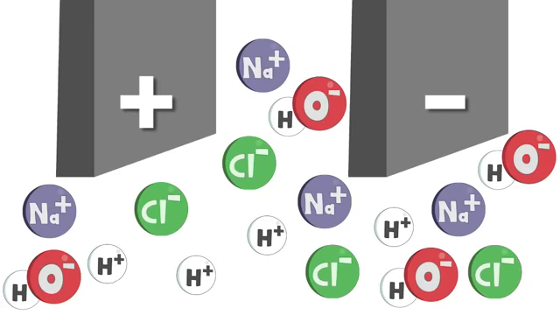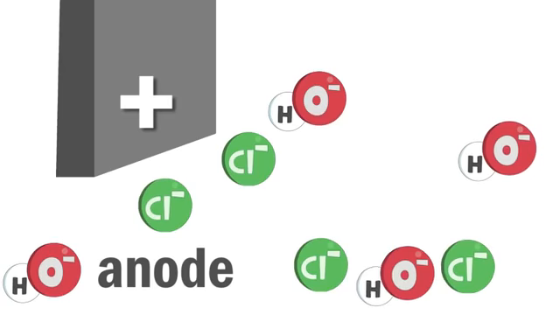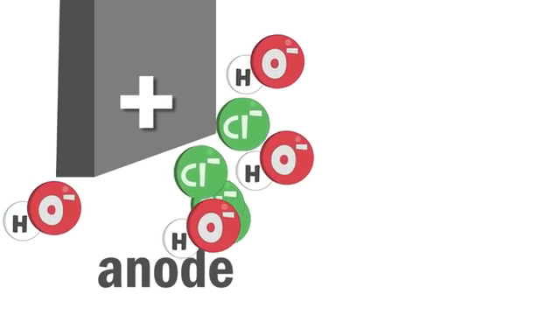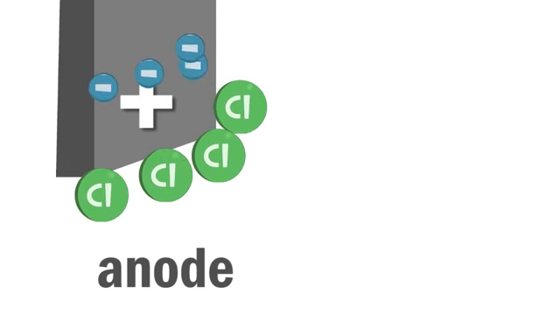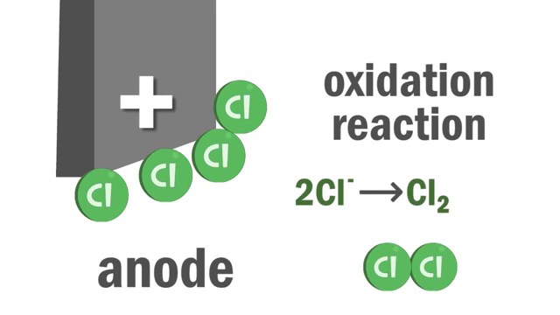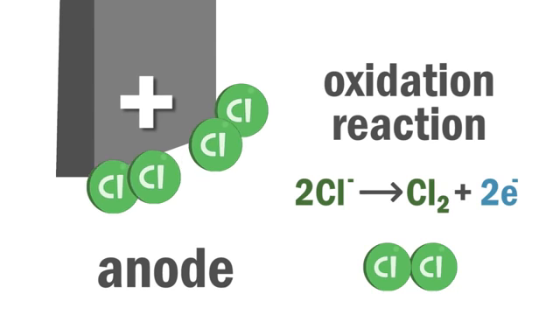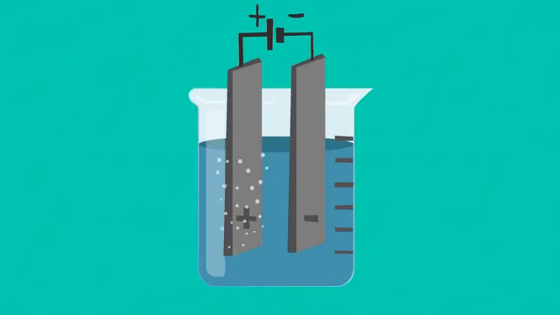Let's look at what's going on at each electrode. The anode is positive and attracts the negative chloride and hydroxide ions. The chloride ions give up their electrons to the anode and are oxidized to chlorine molecules. 2 ions need to be oxidized to make a diatomic chlorine molecule, and 2 free electrons are produced. The electrons are given up to the anode and the chlorine gas bubbles up to the surface of the cell.